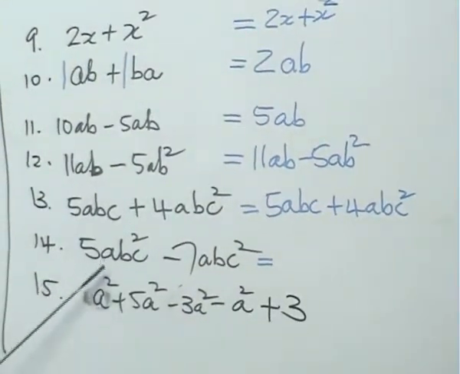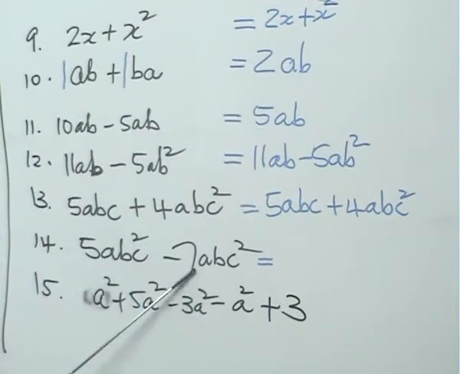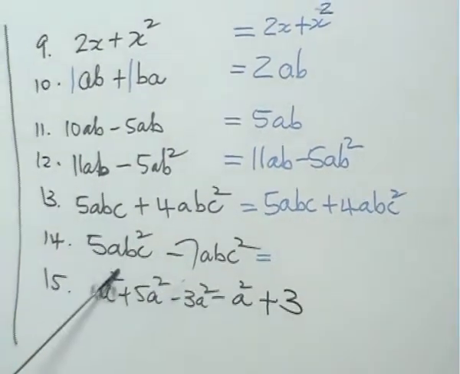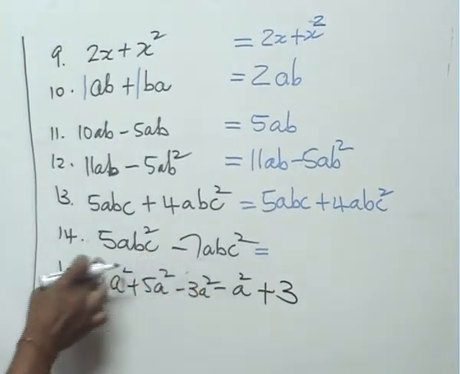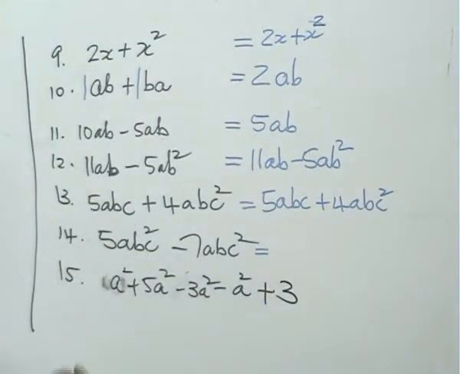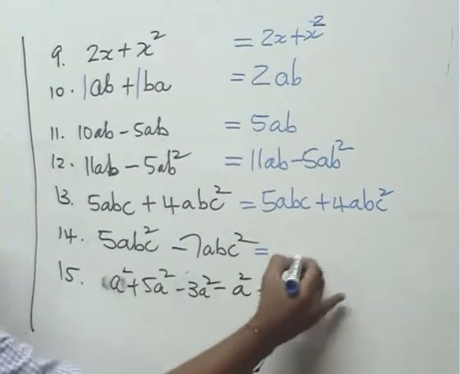Number 14, ABC squared, ABC squared. So these powers and those powers are exactly the same, ABC squared, therefore they are like terms. Now, a very interesting thing, you can say you can add them, or you can say you can subtract them. But the truth is you're adding them.